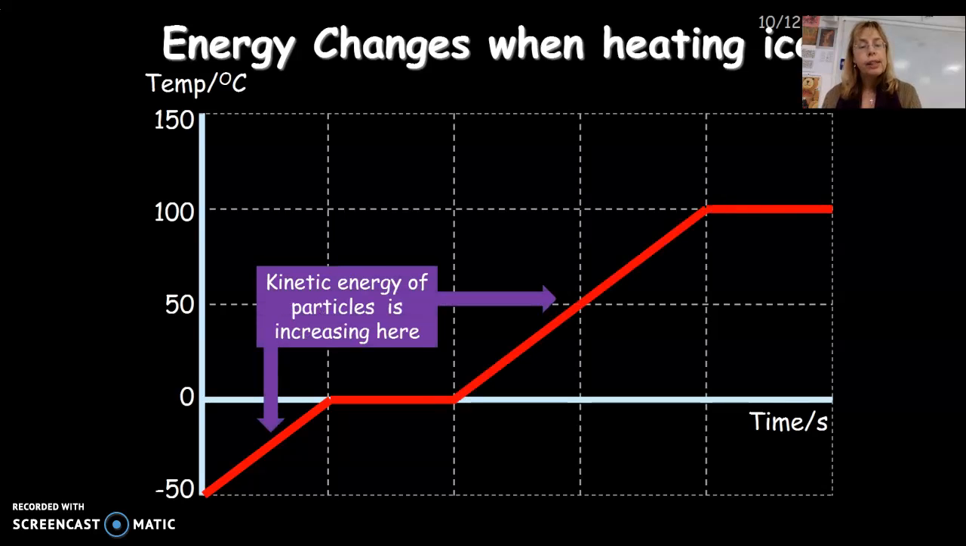Okay, so just a couple of ideas about this. When the graph is actually going up, that is when the kinetic energy of the particles are increasing. So when it's flat, that's when the change of state is happening. But when it's going up at an angle, that is because the particles are gaining kinetic energy, and therefore the temperature of the substance is increasing.